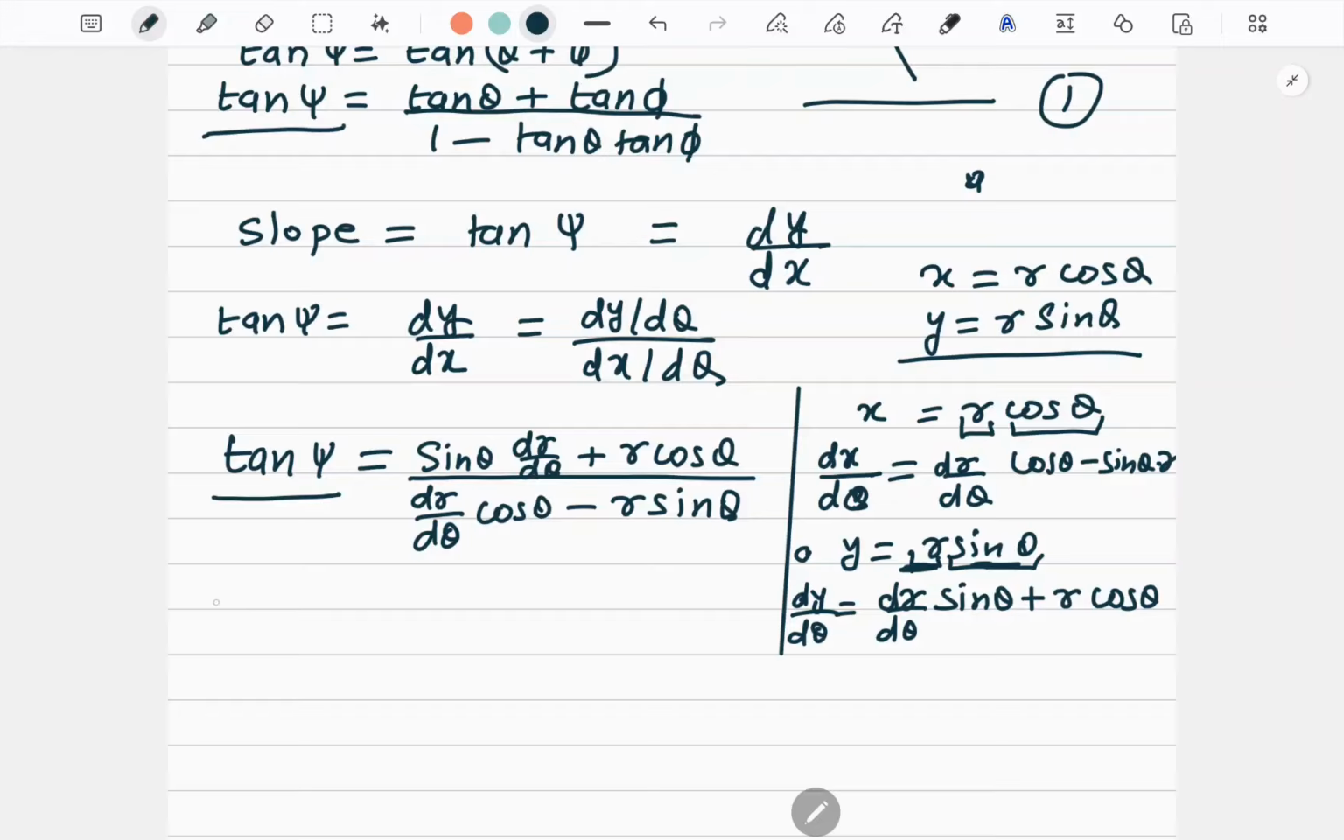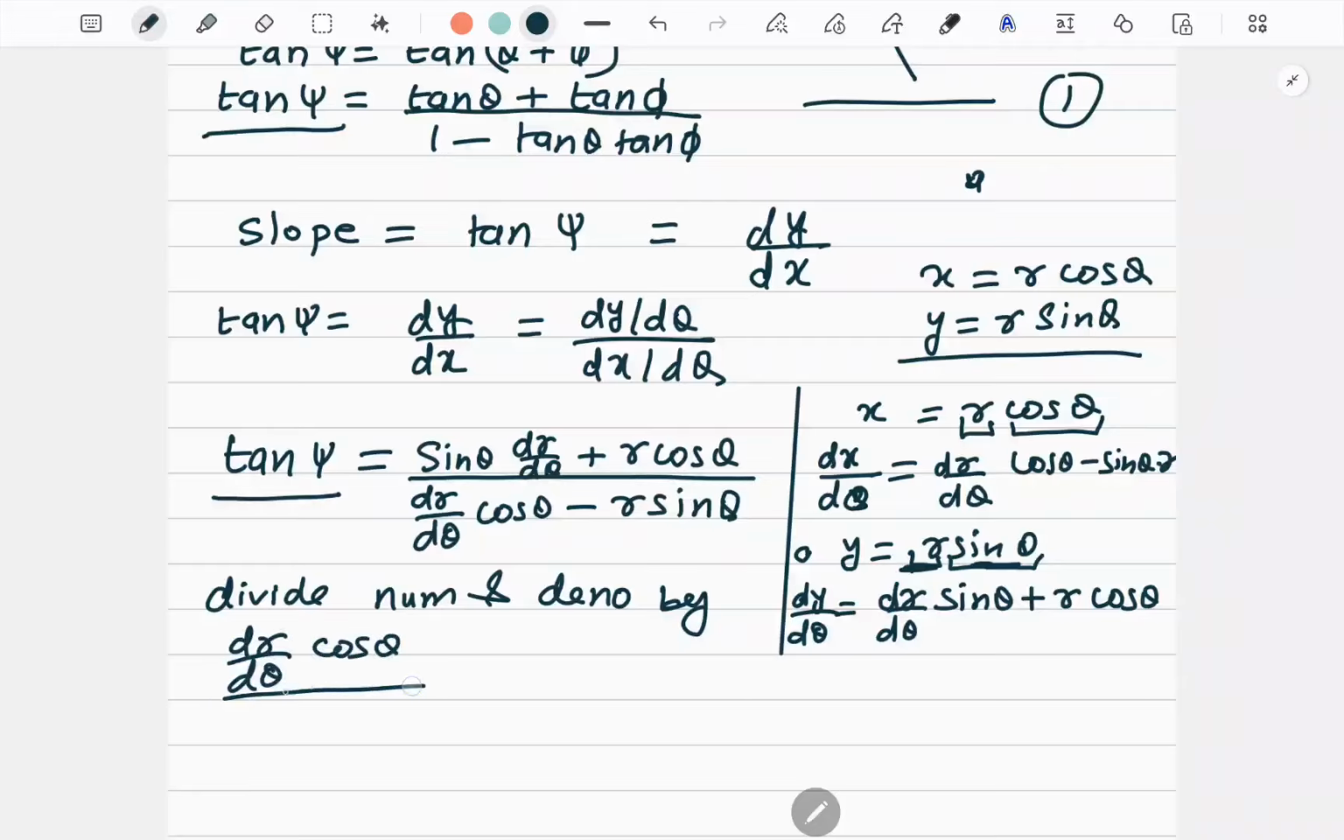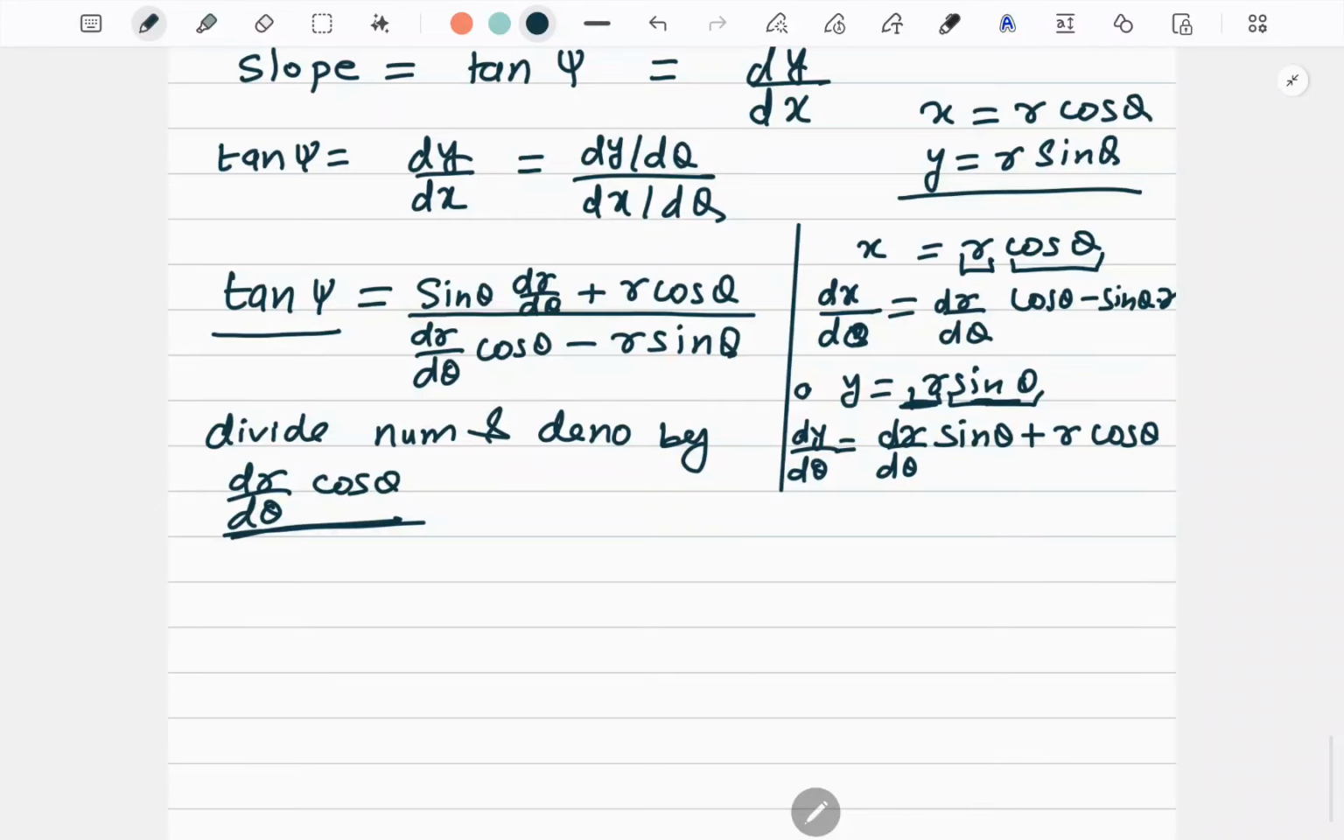So, what I'll do, divide numerator and denominator by dr by d theta cos theta. There is a reason to select this. I'll tell you the reason, or probably when I do it, you will understand. Tan psi is equal to, now first term. This term if I divide by dr by d theta cos theta, what I'll get? Tan theta, because dr by d theta cancels, sin by cos is tan.